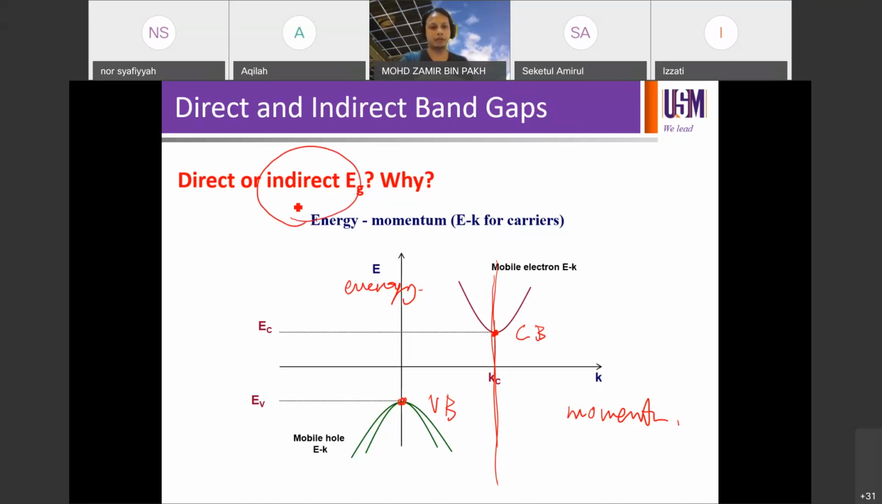So that's the explanation, because the minimum point on your CB is not aligned to the maximum point on your VB on the x-axis. That means if the valence electrons need to be excited from valence band to conduction band, it's going to need some energy on the y-axis in order to be excited. But if you go on the y alone, it couldn't reach the bottom of the conduction band.